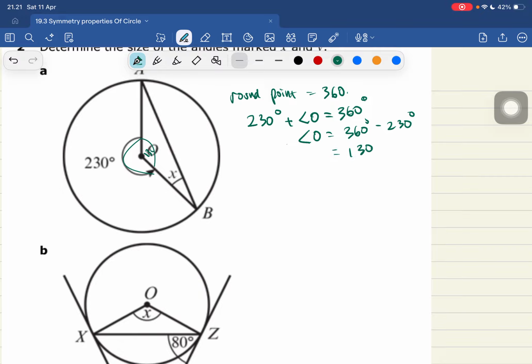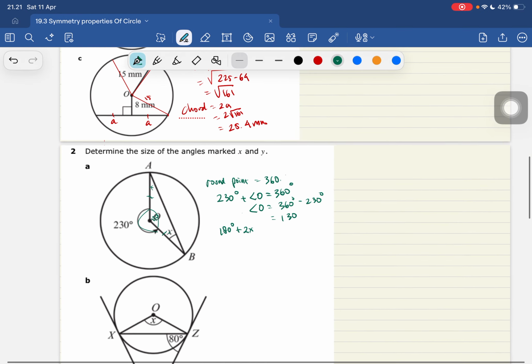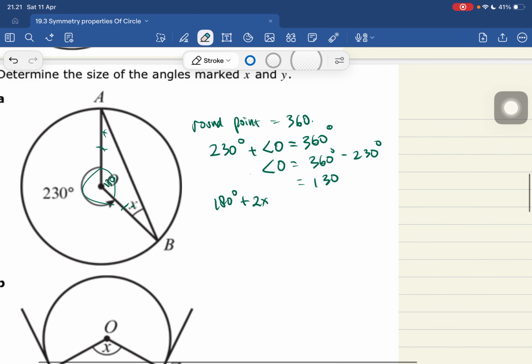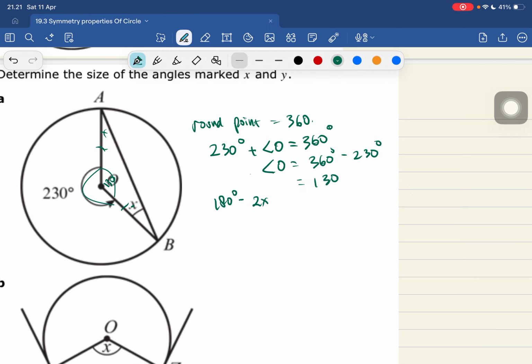Okay, this is 130. As this is the chord, they are going to be an isosceles triangle. So the angles sum to 180 degrees. If this is x, here is also x, so we got 2x plus 130 degrees. So we can minus 130 on both sides. So we got 50 degrees equals 2x, divided by 2 on both sides. So x equals 25 degrees.